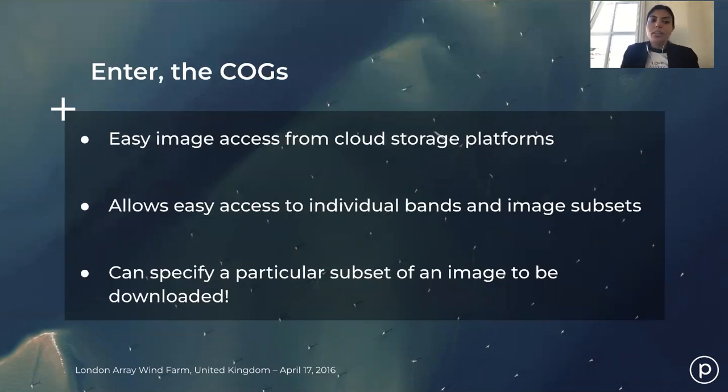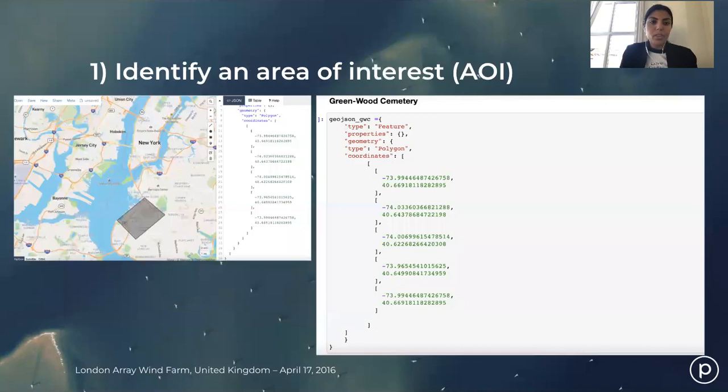I learned that COGS would allow me to easily access my image directly from my Google Cloud Storage bucket. It would also allow me to easily access individual bands and image subsets. So I wasn't going to have to work with the whole image at once if I didn't want to. And I also learned that I could specify a particular subset of the image to be downloaded. So I didn't have to download the whole thing if I didn't need to. So I decided, why not? Let's give it a shot.